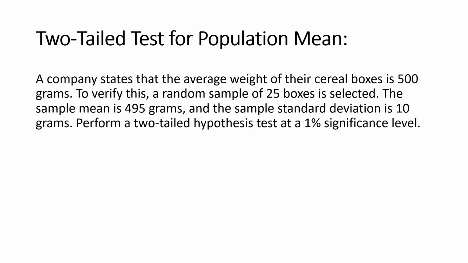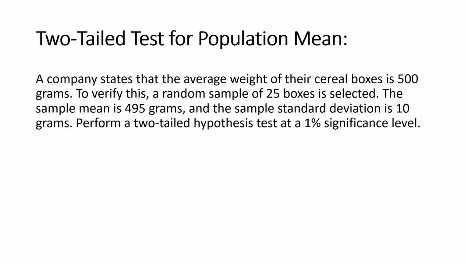Next is a two-tailed test for population means. A company states that the average weight of their cereal boxes is 500 grams. To verify this, a random sample of 25 boxes is collected. The sample mean is 495 grams and the sample standard deviation is 10 grams. Perform a two-tailed hypothesis test at 1% significance.